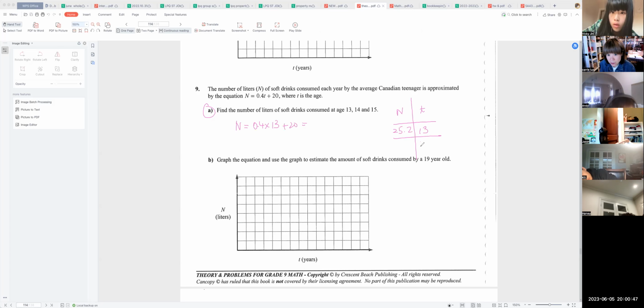When t equals 14, 0.4 times 14 equals 25.6. When t is 15, it equals 26. So that means as you get older, the liters of soft drinks you drink get more and more. And all you need to do is just to find out 13.